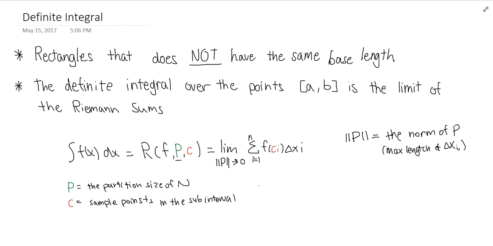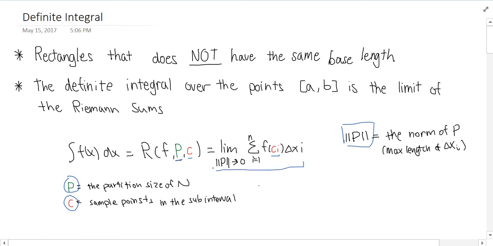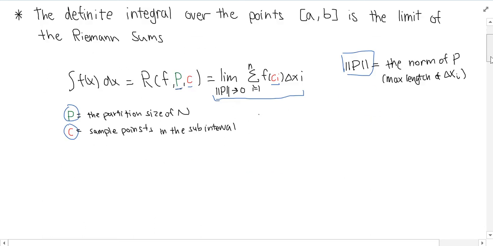So the definite integral over the points a and b is the limit of the Riemann sums. And the Riemann sum has a few important notations that we need to understand. P represents the partition of size n, and C is the sample points in a subinterval. So you can see P, C here, and C here again. This notation right here is the norm of P, which is the max length of delta x. So what the Riemann sum is ultimately saying is that we are now using rectangles that do not have the same base length to calculate the area under a curve.